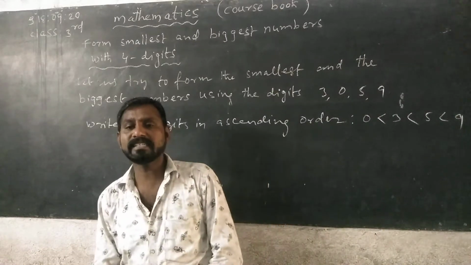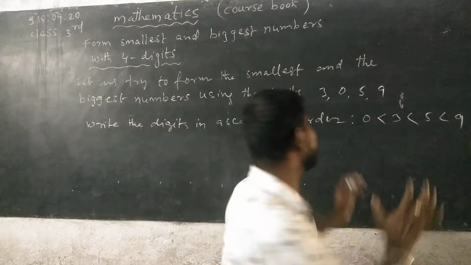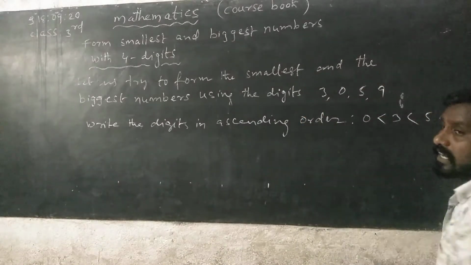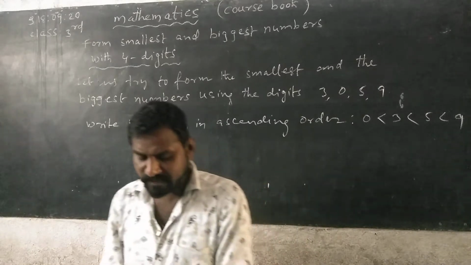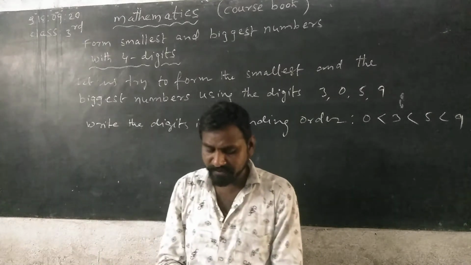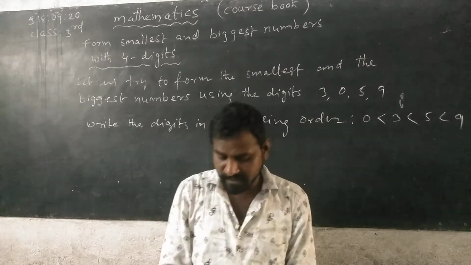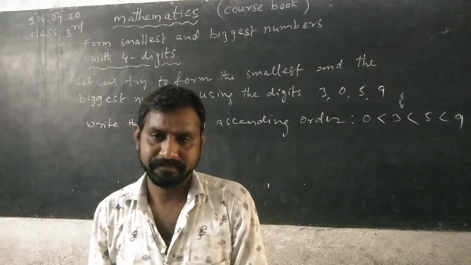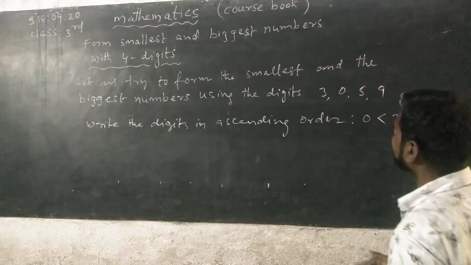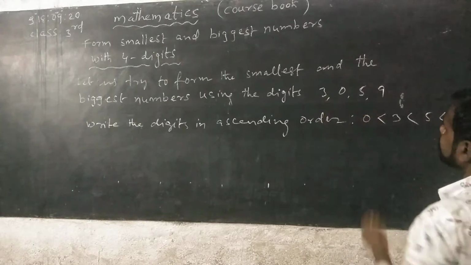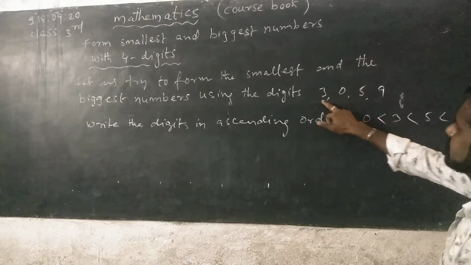If one of the digits is 0, the smallest number is always formed by writing 0 at the second place. So in it, after 0, which number is there? Smallest number means you have to take 3.